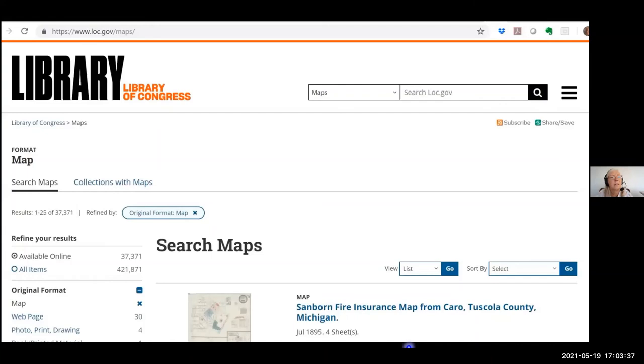Library of Congress, loc.gov/maps. And you can download all kinds of things. They are, as I said, actively digitizing Sanborn maps. They must have recently gone out of copyright, or somebody had bought them.